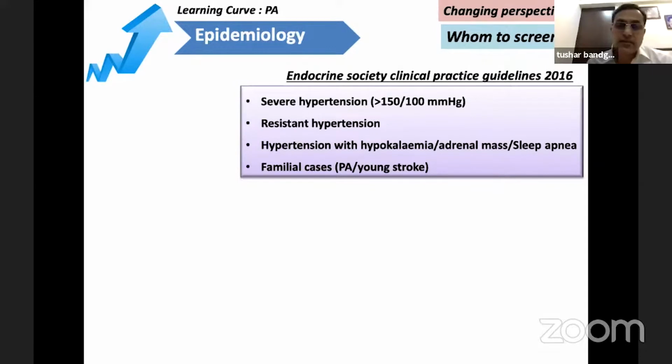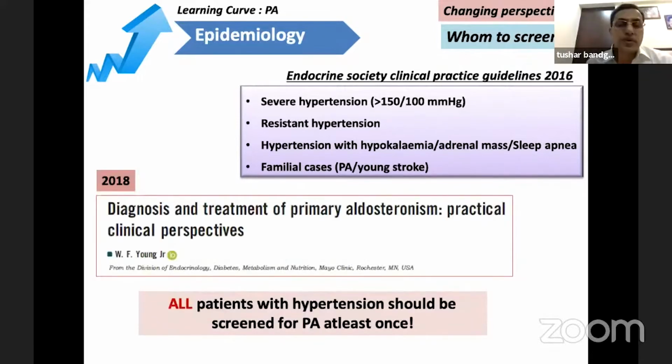What does the guideline tell us? That if you have severe hypertension, resistant hypertension, an adrenal mass, or a family history in a case of young hypertension, you need to definitely look at it. But more and more experts are coming to the view that in any case of hypertension, once in the lifetime of a hypertensive, we need to at least screen for primary aldosteronism, and it's not difficult to screen at all. We just need to do a renin and an aldosterone level.